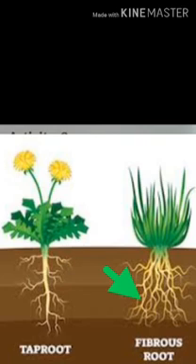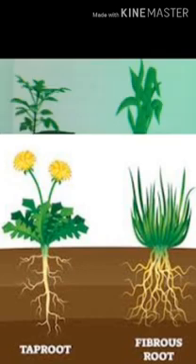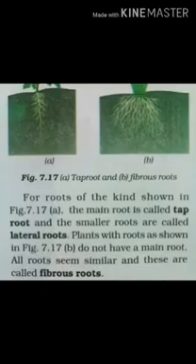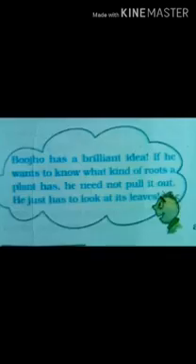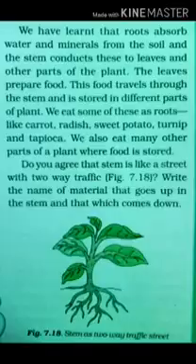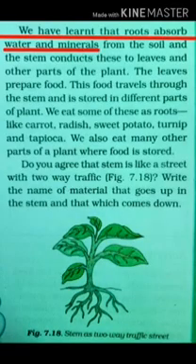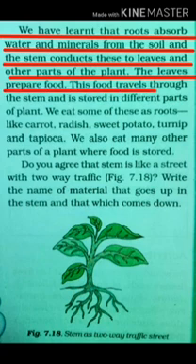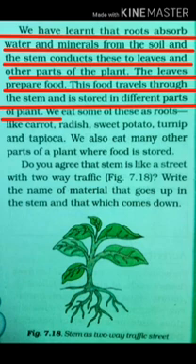Now, the type of roots has also something to do with the type of leaves or the leaf venation which we learnt just now. Two types of venation, parallel venation and reticulate venation. Most of the plants which have taproot will have reticulate venation, whereas plants with fibrous roots mostly have parallel venation. So we learned that roots absorb water and minerals from the soil, and stem conducts these to leaves and other parts of the plant. Leaves prepare food. This food also travels through stem to different parts of the plant.